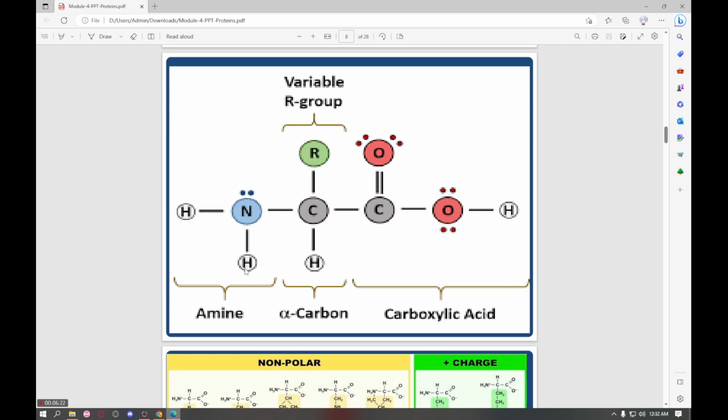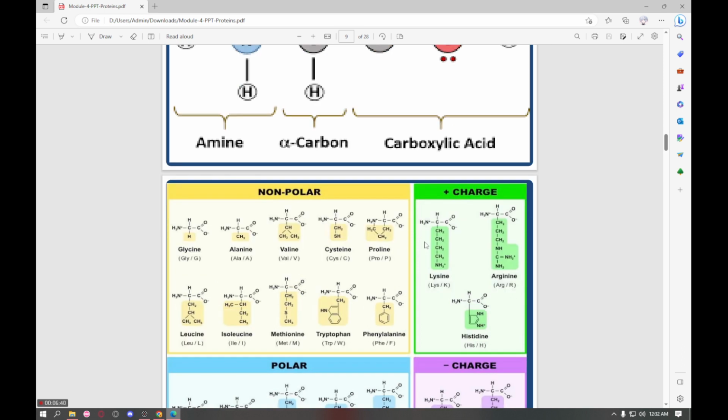There are two nitrogen and two hydrogen atoms, and then the alpha carbon, and then your variable R group. So there is a presence of R here, and then your carboxylic acid, which has the double bond here. Okay, it is attached to an oxygen. So these are the 20 amino acids of your protein.